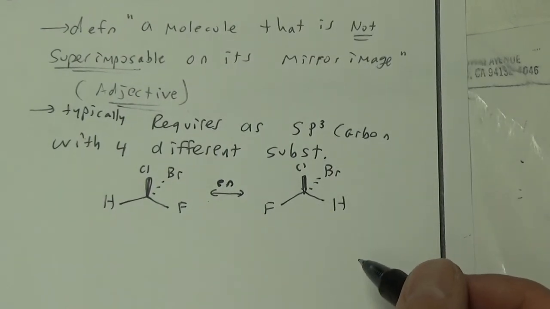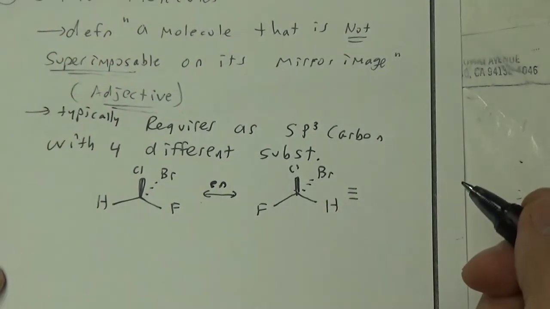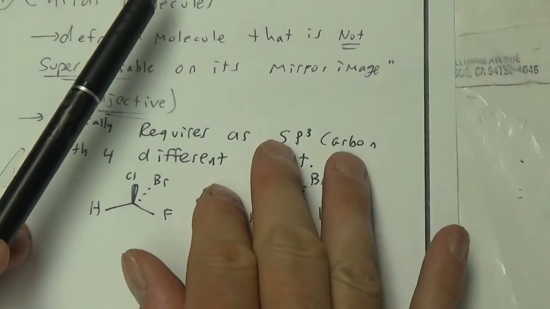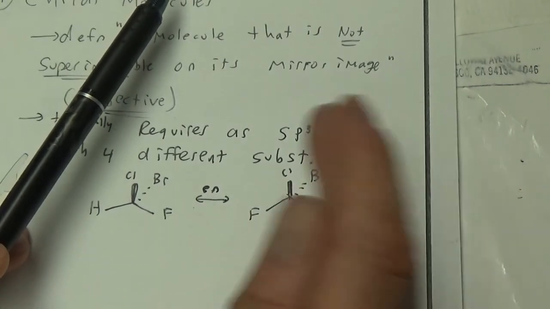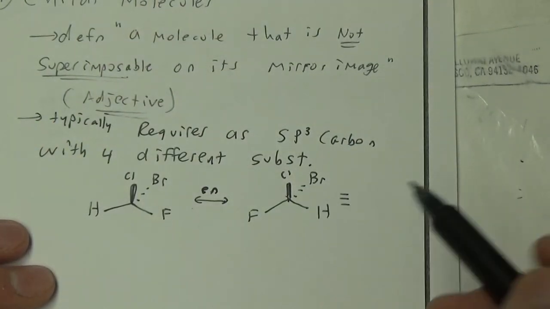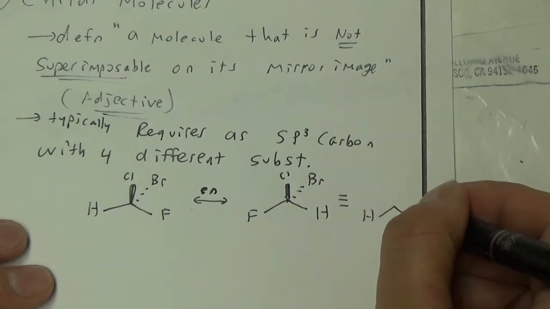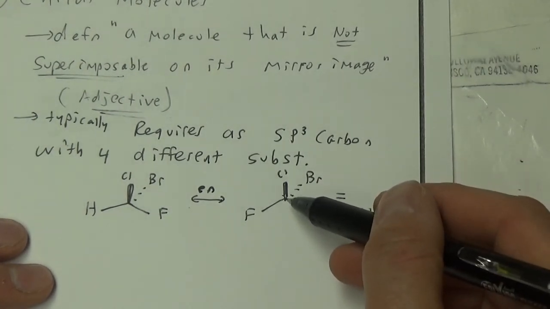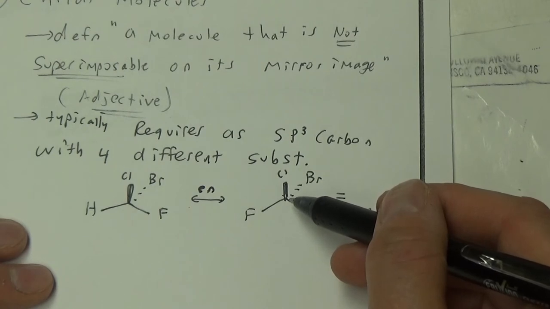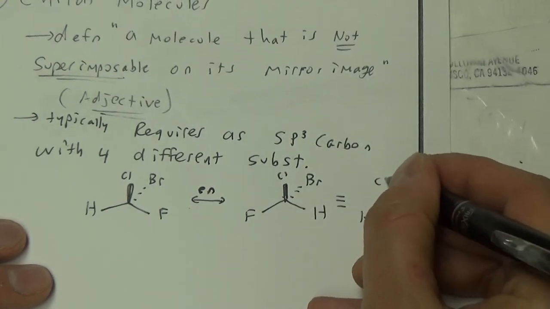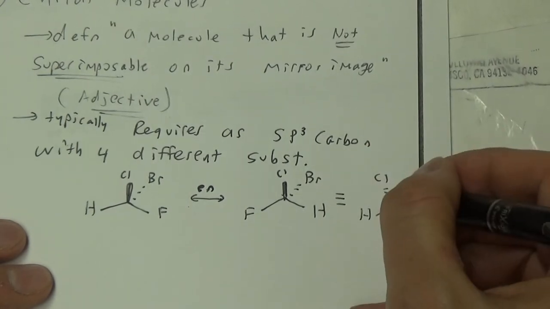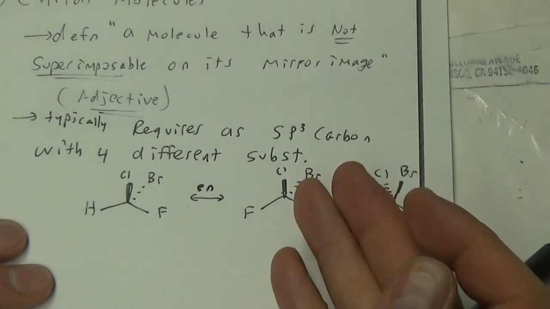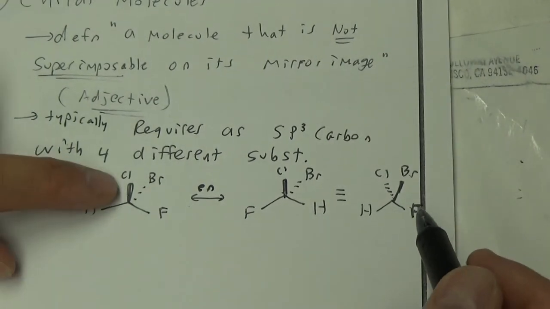Now there's another way we can draw the enantiomer. If I just take it out, flip it over on top of itself, what does it look like? Now the H is on the left and the fluorine's on the right, right? But the chlorine was coming towards us, and now the chlorine's going away, right? And the bromine was going away, now the bromine's coming towards us, right? So these are identical molecules. All I did is take it out of the page and flip it over, and now I get this.